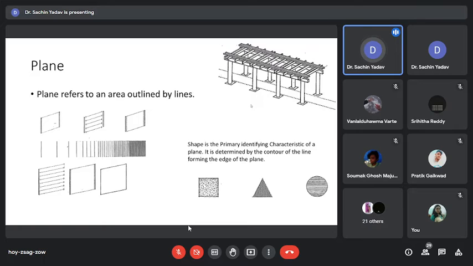Shape is the primary identifying characteristic of a plane. It is determined by the contour of the lines forming the edge of the plane. Right. So you can see there are different shapes, and with the help of these lines forming the edge of the plane.